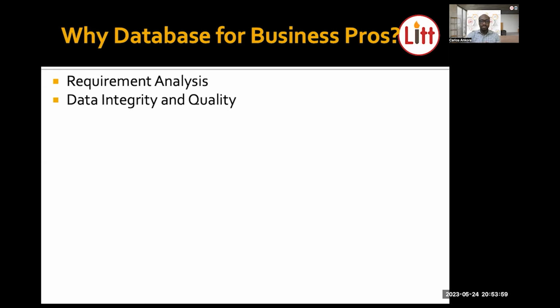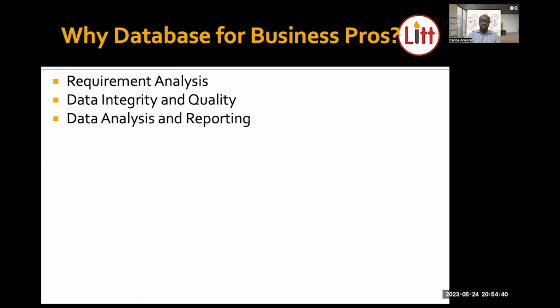The second point, we talk about data integrity and quality. Data modeling and database design help ensure data integrity and quality within an organization. The BA needs to understand the principles of data modeling to identify and define entities, relationships, and attributes accurately. They can collaborate with stakeholders and SMEs to establish data standards, validation rules, and quality metrics that align with business needs.